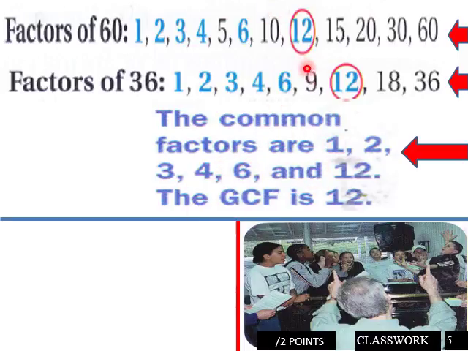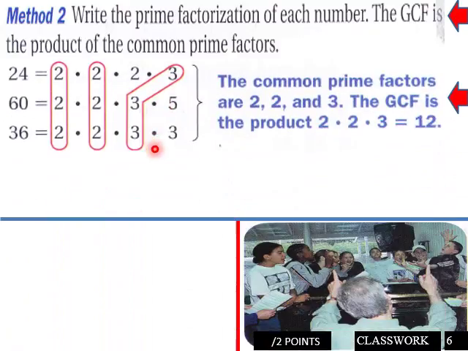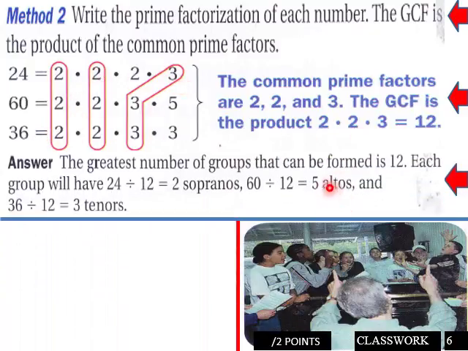The GCF of these is 12. Now for the other method, using prime factors. Everything has 2, so the common prime factors are 2, 2, and 3. We have a 5 here, but none of the others have a 5, and they all have two 2s and a 3. So the GCF is 2 times 2 times 3. They all have that. And what is that?